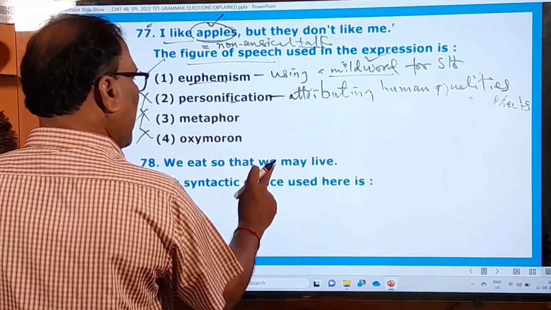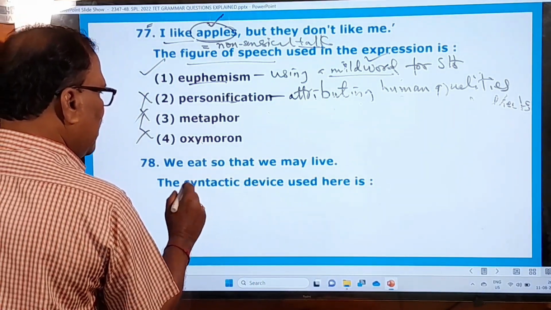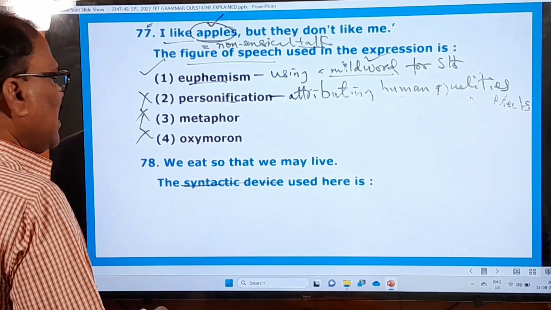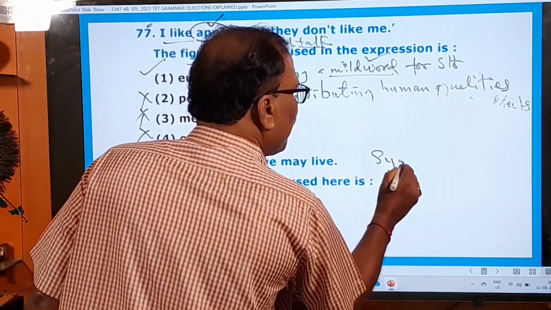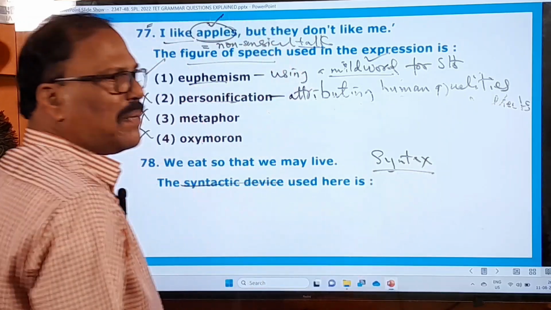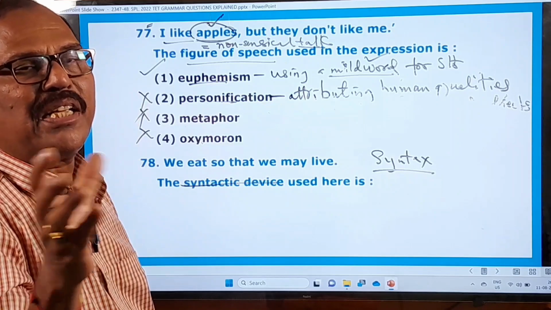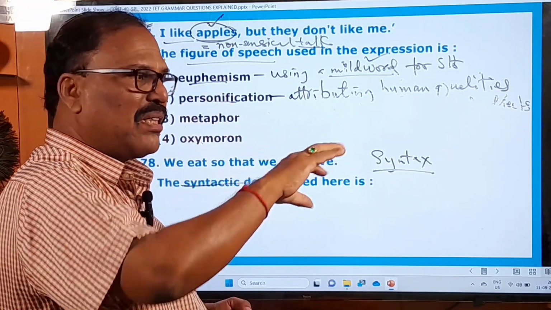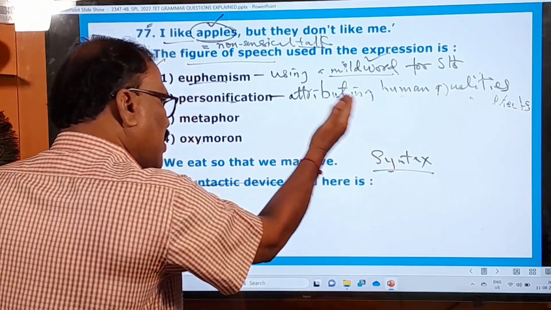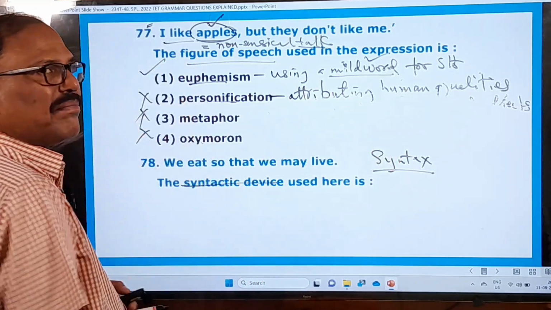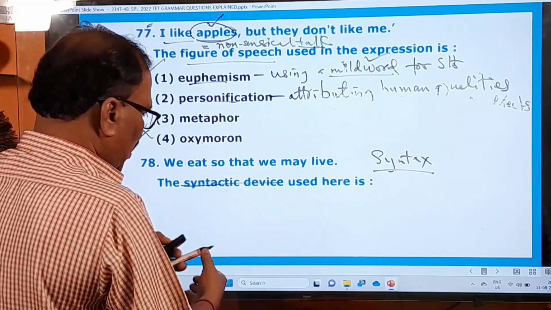Okay, now let's go to the next question. 78th one. We eat so that we may live. So some sentence is given and here a syntactic device is used. Syntactic means what? Syntax. Syntax ante what is that? Pertaining to the meaningful arrangement of words in a sentence. ఒక వాక్యంలో అర్థవంతమైన మాటల కూర్పును సింటాక్స్ అంటాం. ఆ సింటాక్స్ లో నుంచి వచ్చిందే సింటాక్టిక్ డివైస్.